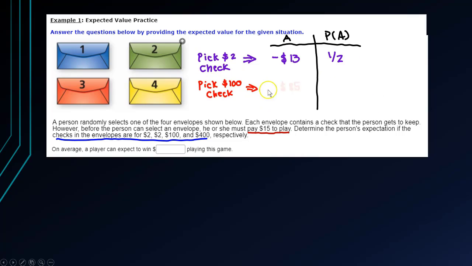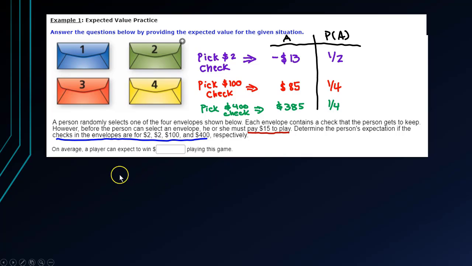If I pick the $100 check, that means I'm going to gain $85 because I'm still spending that $15 initially. I have a 1/4 chance, or 1/4 probability of that. And the same thing for picking the $400 check. My overall winnings would be $385, and that's a 1/4 chance of that happening too.